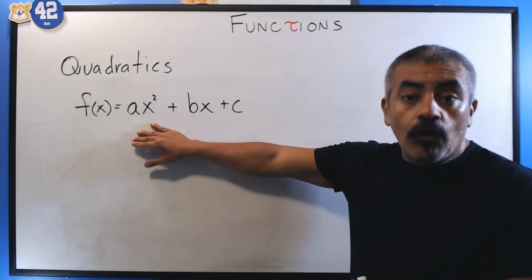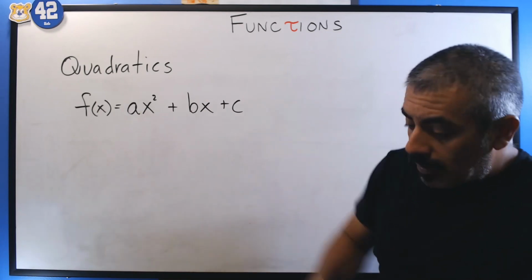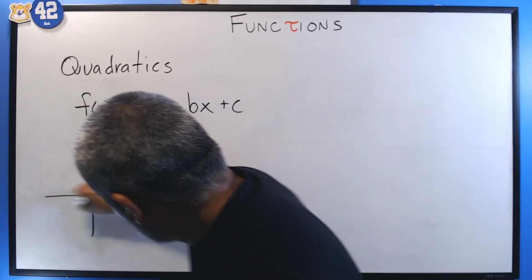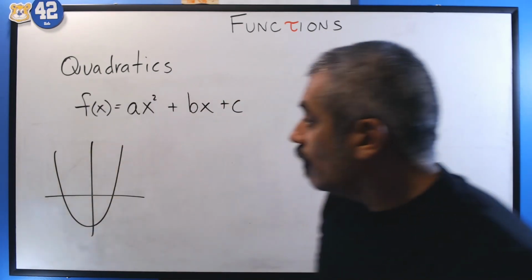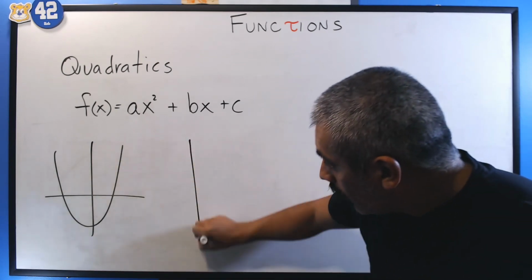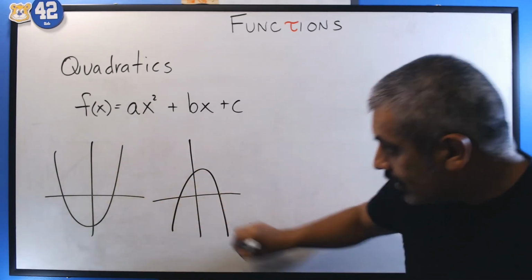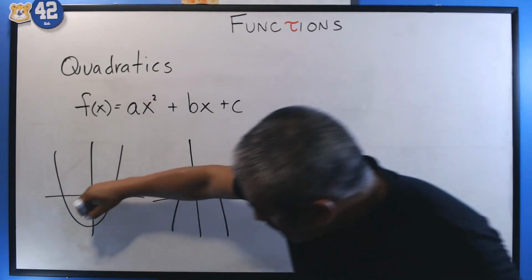we have to look for the vertex. Remember that parabolas come in two flavors. In general, it's either going to face up or it's going to face down. And the range begins at the vertex.